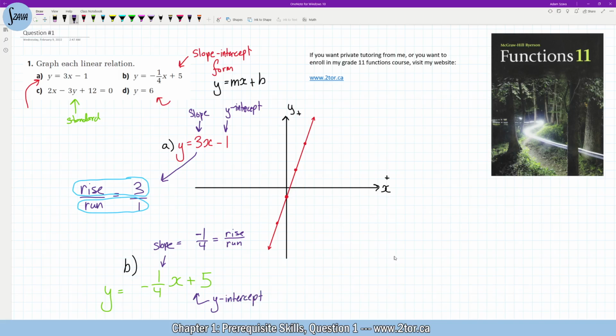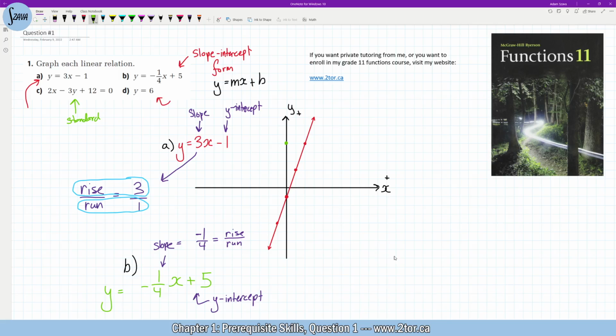Okay, and that's that number that I'm adding at the end. So here I was adding a -1, so I went down, but now I'm adding 5. So now that means that our line, y equals -1/4 x plus 5, is going to go through the y-axis at the point 5 right there. And then from the slope, I can find my next point. The rise is -1, the run is 4.